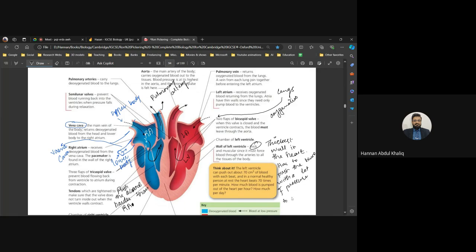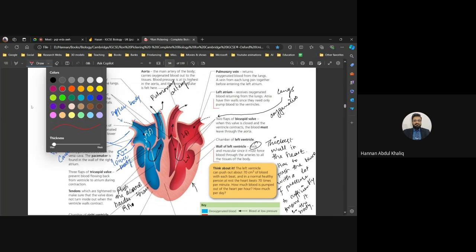to sufficiently move it to the whole body. That is why it has the thickest outer wall. And when the left ventricle pumps, it would move the blood into the aorta. This vessel is called the aorta, and the aorta is a very unique vessel. You have to be very careful while listening to it.